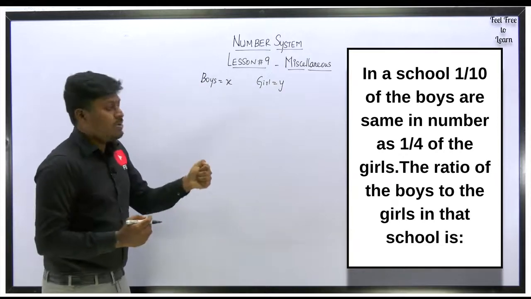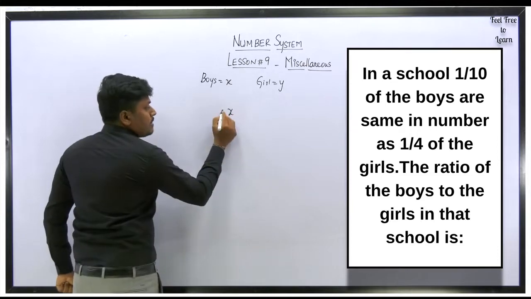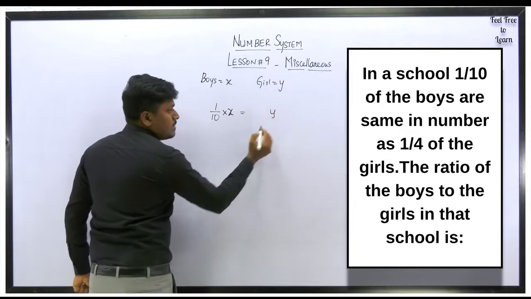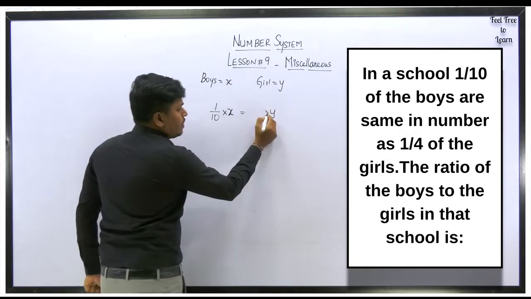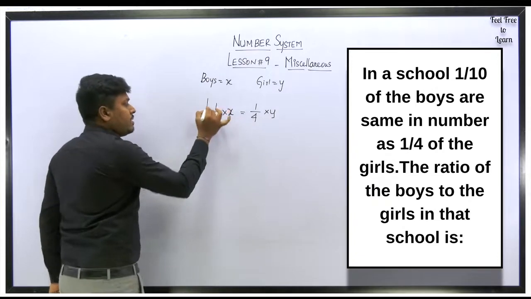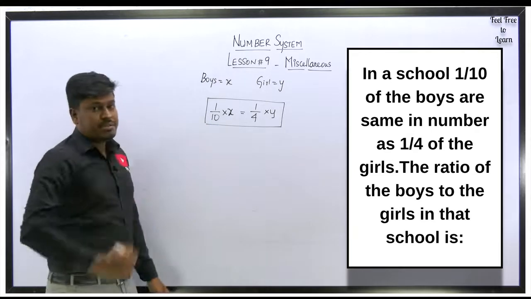So now according to the question, 1 by 10th of the boys, out of these boys, 1 by 10th is same as, out of the girls, how many girls? 1 by 4th. 1 by 4th of the girls will be the same. So friends, understood or not how I wrote this equation? If you are able to understand this equation, then the complete question will be easy.